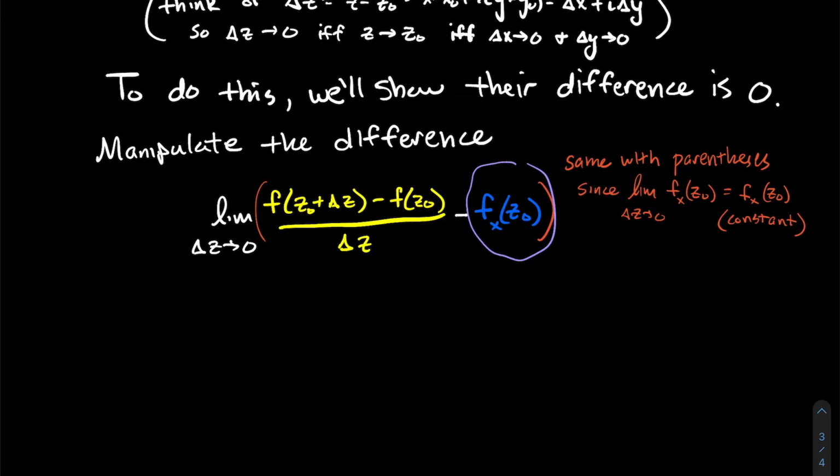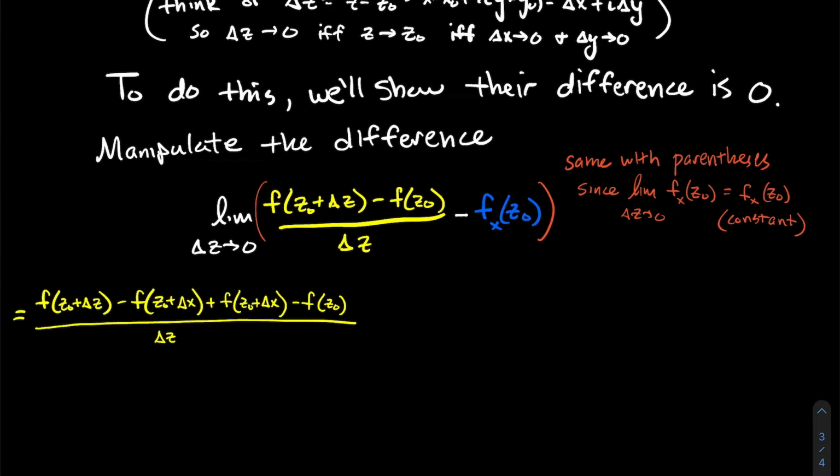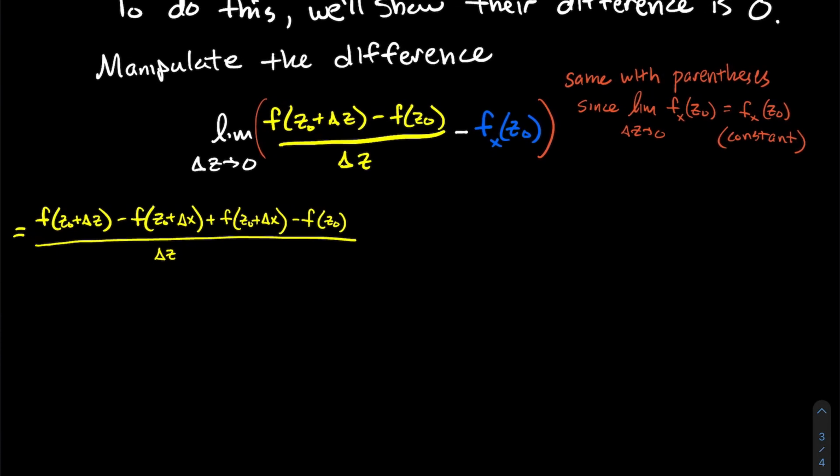And I know that the limit as delta z goes to 0 of a constant function is just going to be whatever the value of the constant function was. So it's okay to just put parentheses around this all together here. So let's get into how we are going to manipulate the yellow.